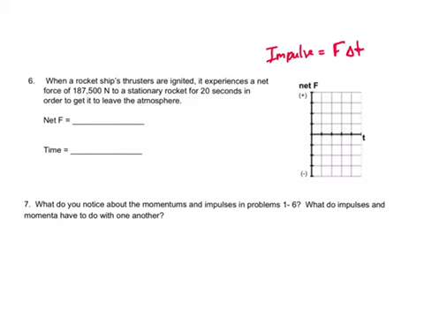Okay, so very similar to the last example, we want to figure out what force we're talking about. So here the problem tells us this number, 187,500 newtons there. And then we've got the time, so that's 20 seconds. So we're going to go 20 seconds here. Okay. So very similar to before, right? Except the difference with a momentum chart and an impulse chart is on an impulse chart, you've got time on the horizontal axis and then force on the y-axis.